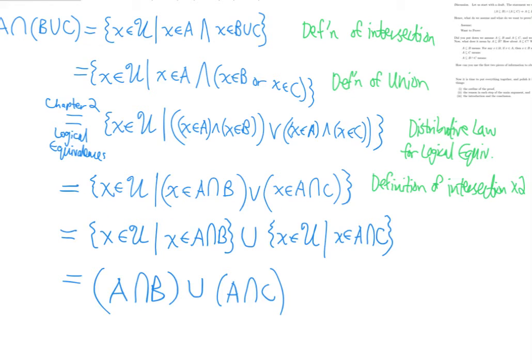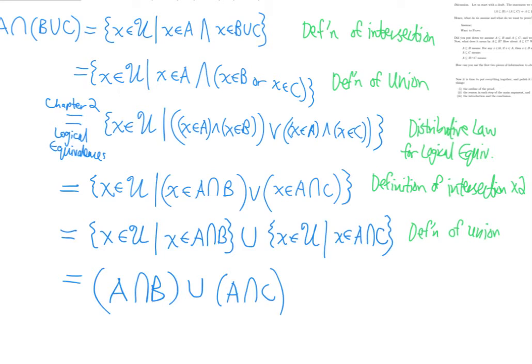From the current step to the next step, you'll notice we took an OR statement and turned it into a statement about a union of two sets. This is, again, the definition of union, just in the other direction.